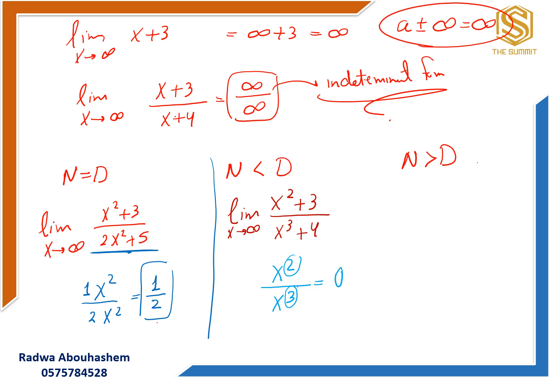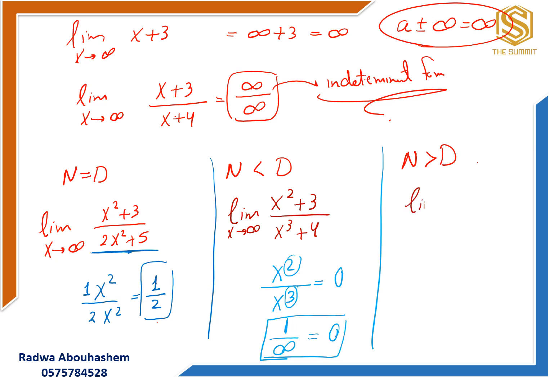Because if you substitute, it would be 1 over infinity. And 1 over infinity is all the time equal to 0. Okay, so once you have the numerator degree smaller than the denominator degree, this means that the answer all the time would be 0. Now, let's take another example with the numerator greater than the denominator.